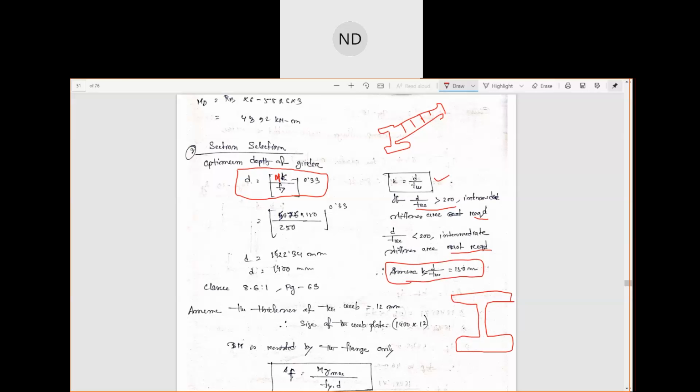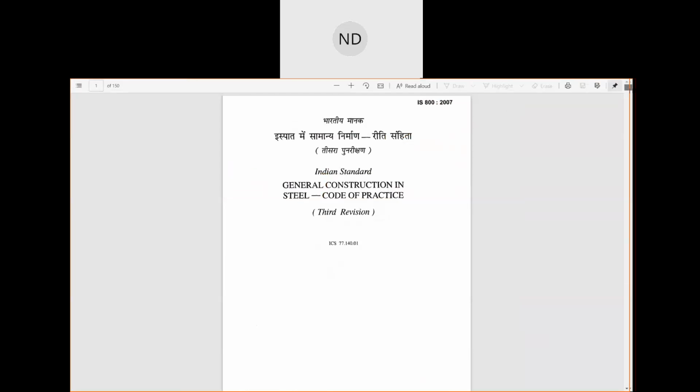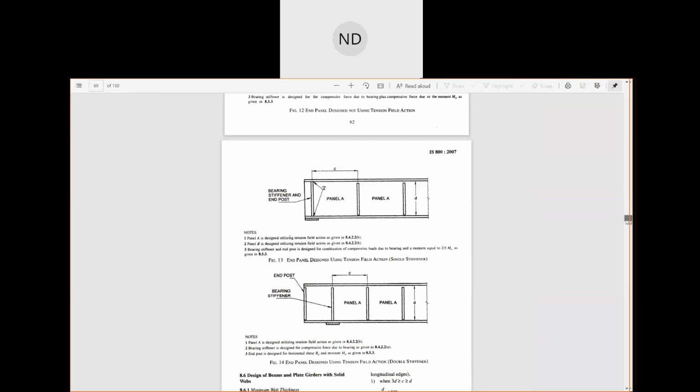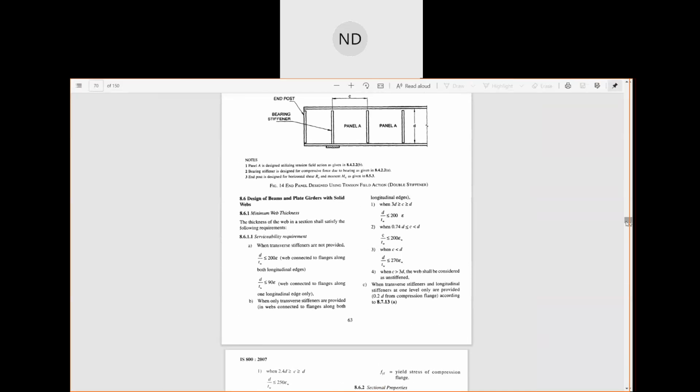In page number 63, if you go, IS code 6.1. See here, from here also you can see this value, d by tw less than 200 when transverse stiffeners are not provided. If you forget, then you can see here d by tw is less than 200 where flanges are restrained along both longitudinal edges. From here also you can have an idea, but you should know generally that d by tw should be less than 200.